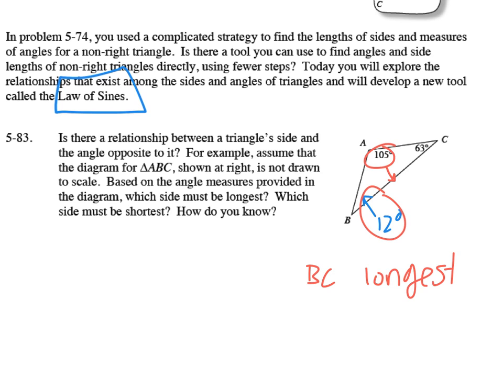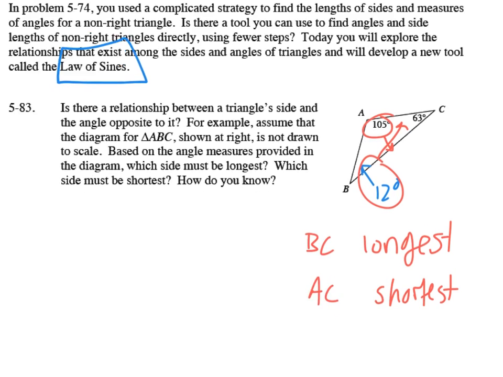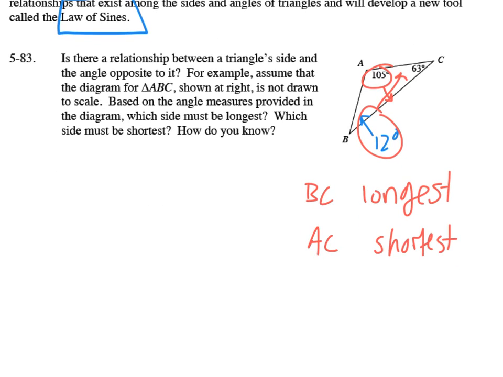This 12 degrees has the side length across from it, AC. So AC should be the shortest side, as the angle that is opening up to that length is the smallest angle in my given triangle. And we're going to use that as we develop this idea of the law of sines in the next couple of problems.